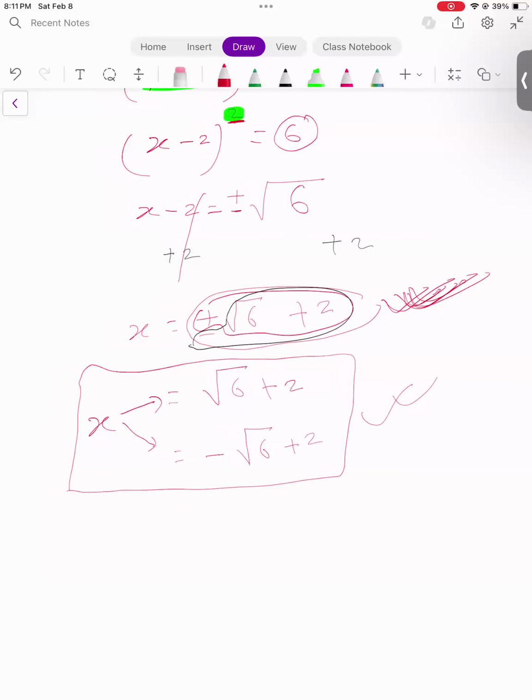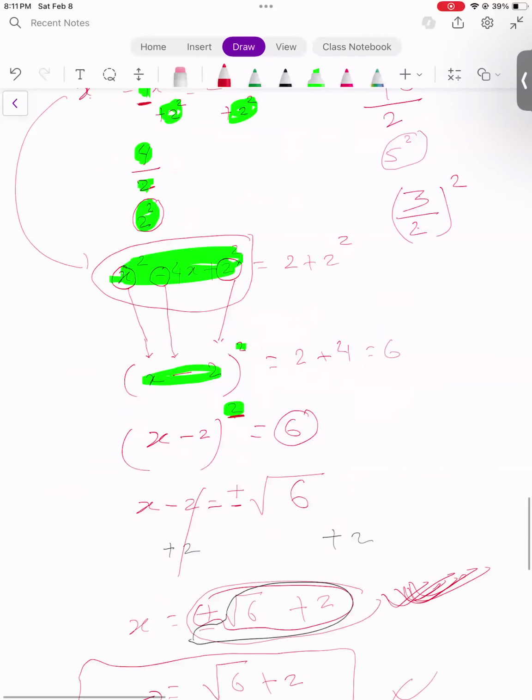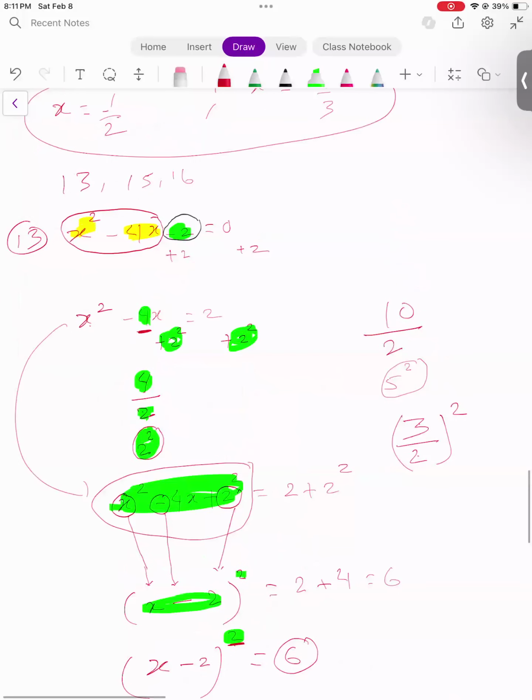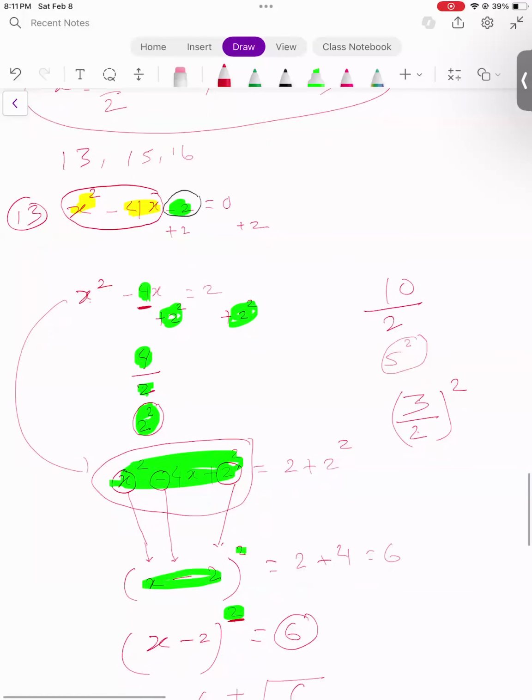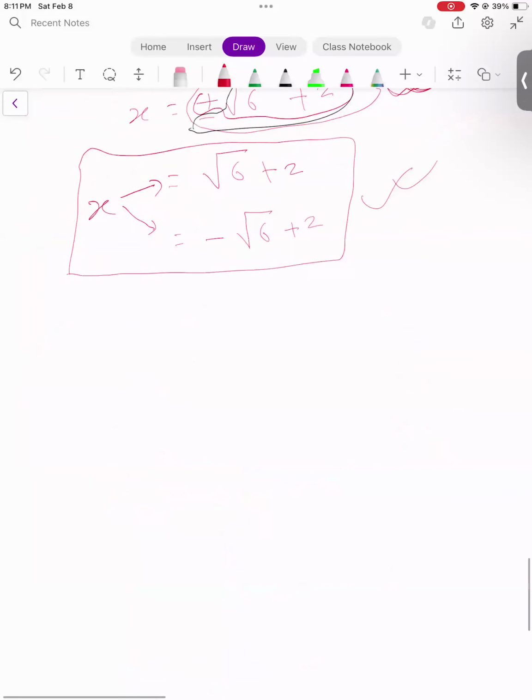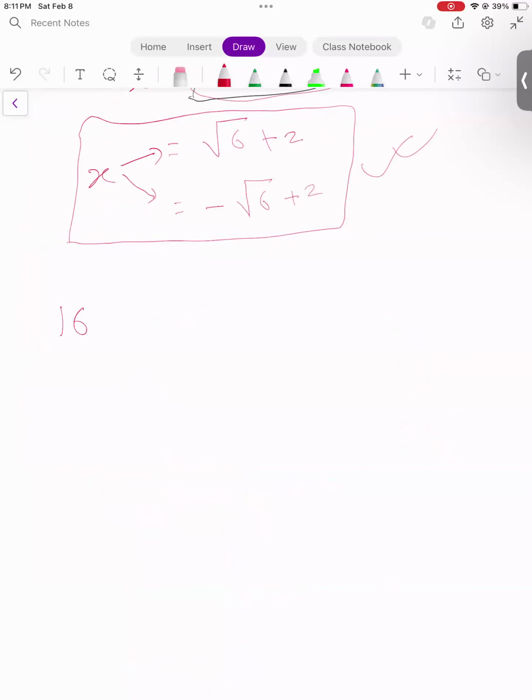And I will do one more. So for your practice, there is 13, 15, and 16. I want you to practice 15, and I will do number 16 here. So number 16, we have negative 2x squared plus 8x equals 1. We are solving this quadratic equation using the completing the square method.